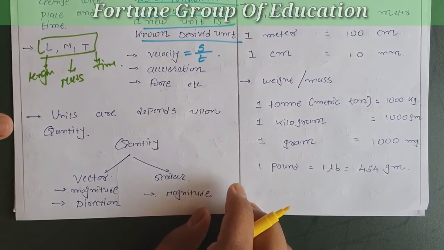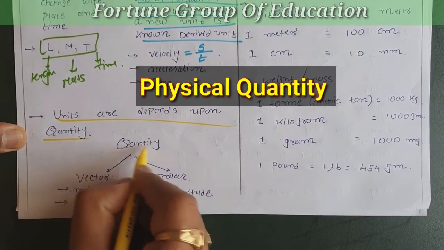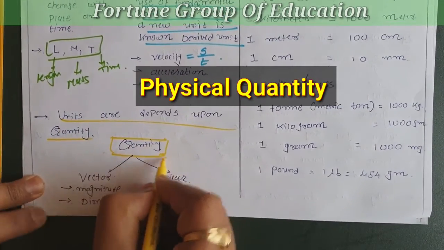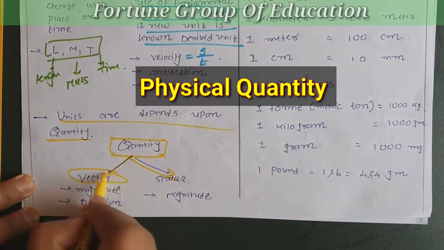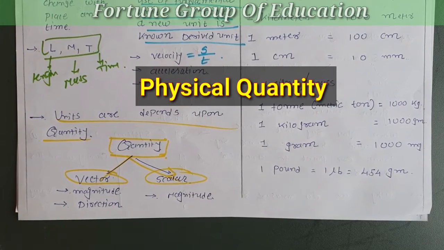So the units depend upon the quantity. All the units depend upon the quantity. We can also say that this is a physical quantity. The physical quantities are divided into 2 natures. The first one is known as a vector and the second one is known as a scalar. Now what is a vector and what is a scalar?